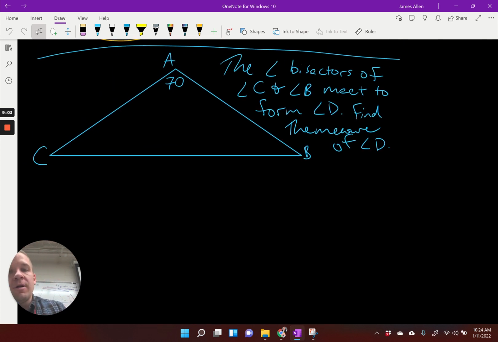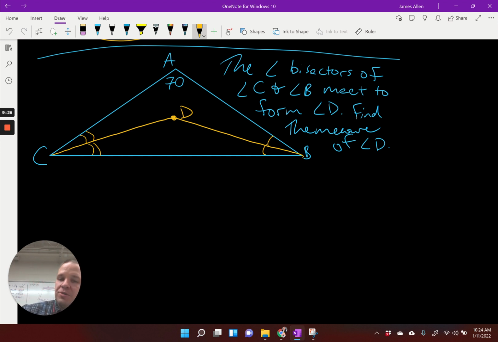The angle bisectors of angles C and B meet to form angle D. Find the measure of angle D. So I don't have D on here. Apparently I need to draw this in. Angle bisector, angle bisector. So these two are congruent. These two are congruent, and they meet at point D. Okay. Find the measure of angle D. So we're looking for this right here.